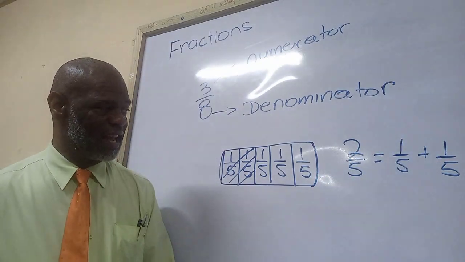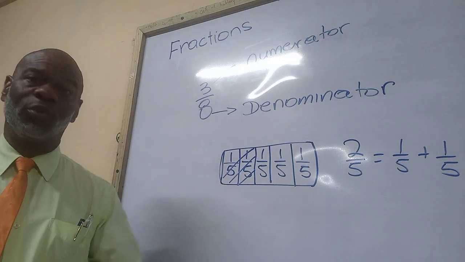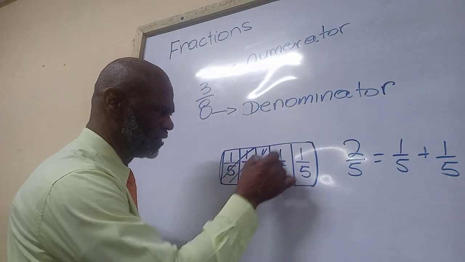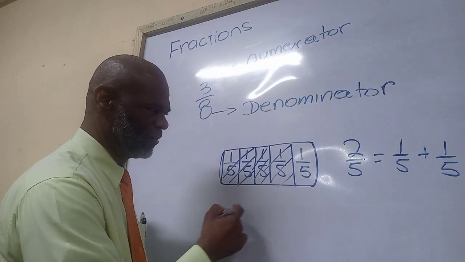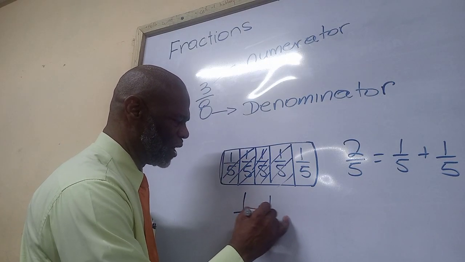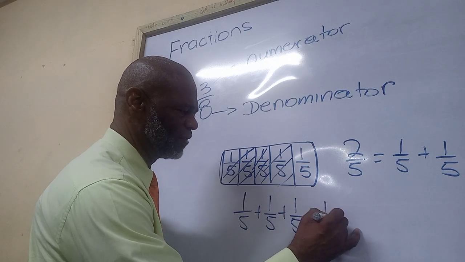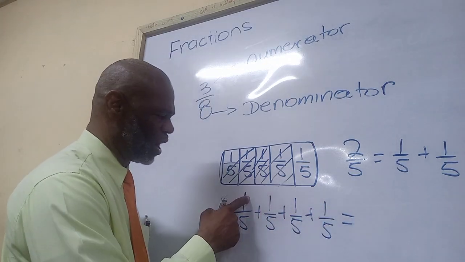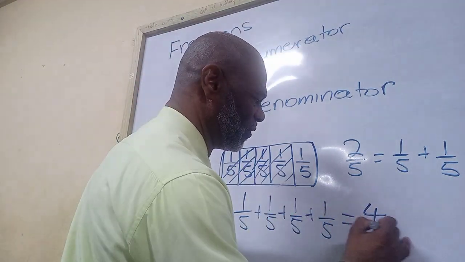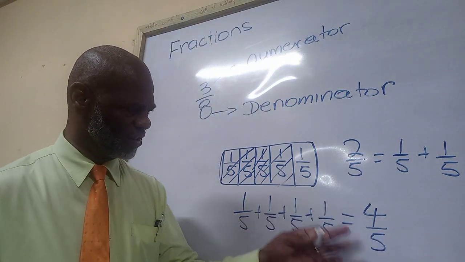Now let's say I'm giving away another 2/5, right? So if I give away 2/5 plus this 2/5, now I would have given away 1/5 plus 1/5 plus 1/5 plus 1/5. And that would make what? 1, 2, 3, 4/5, right? So we say 4/5. Good? Right, so now we have our fractions.